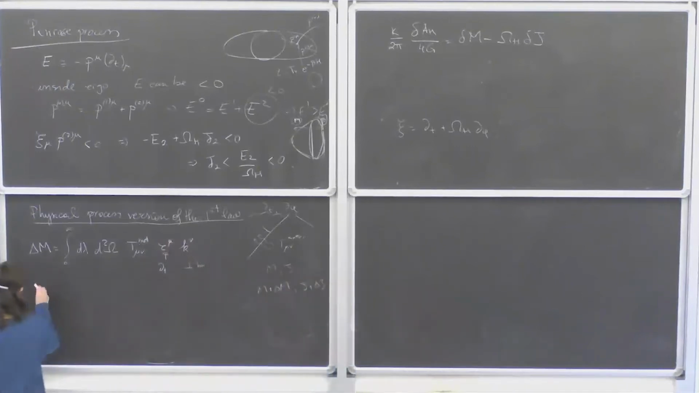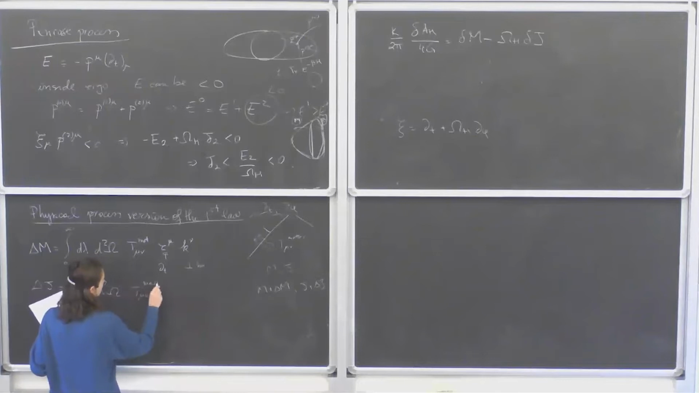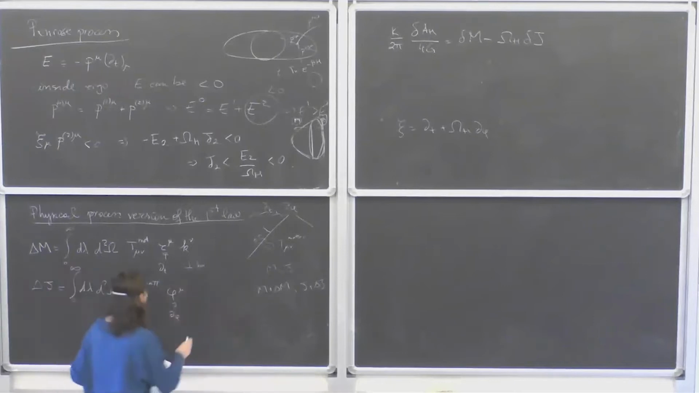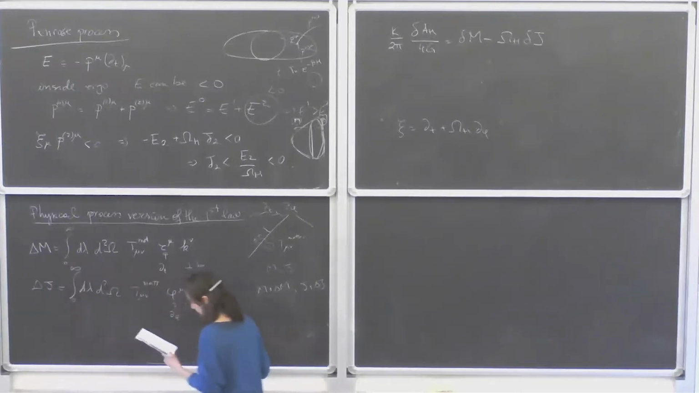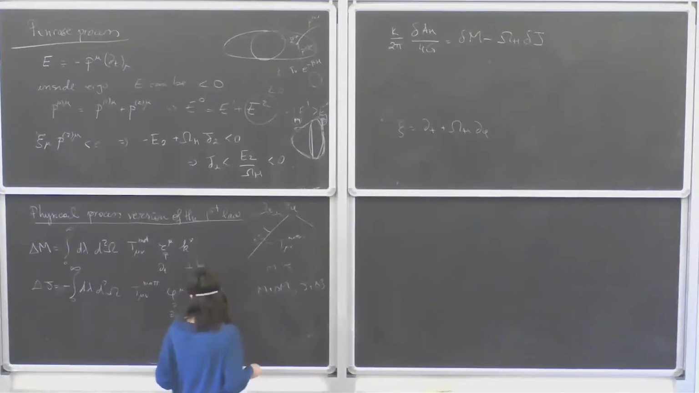And similarly, for the angular momentum you have a similar relation: the integral of d lambda, d squared omega, T mu nu matter. But now you're using, okay, what did I use? Phi mu. By this, I just mean the Killing vector d phi, into k. And apparently, to keep conventions clean, I want a minus sign over here. Okay, and now these are the things that enter the first law.